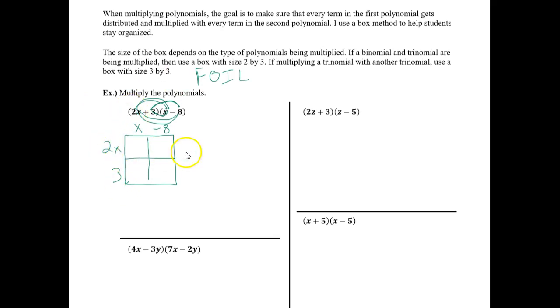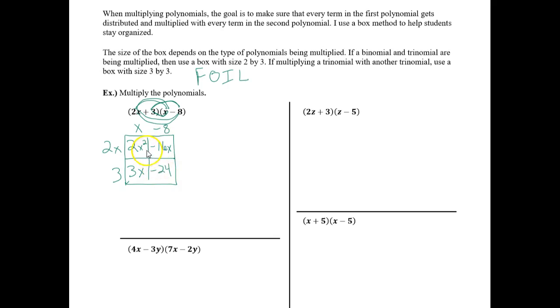So in this row, I would be multiplying by 2x. So 2x times x would give me 2x squared. Then I would do 2x times a negative 8. I'd get negative 16x. Then I go down to the next row. I do 3 times x. It's just 3x. And then I would do 3 times negative 8 and get negative 24.